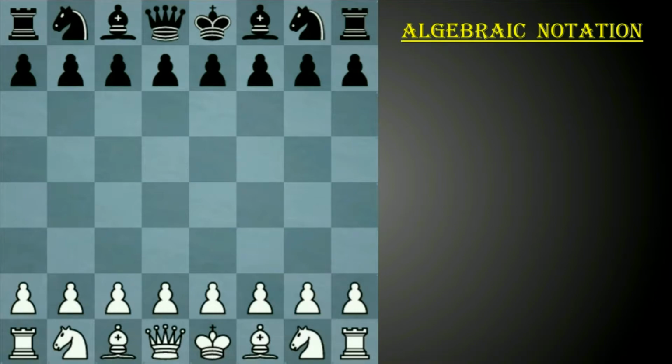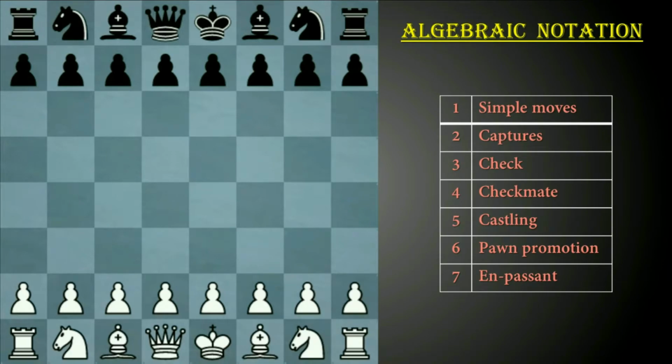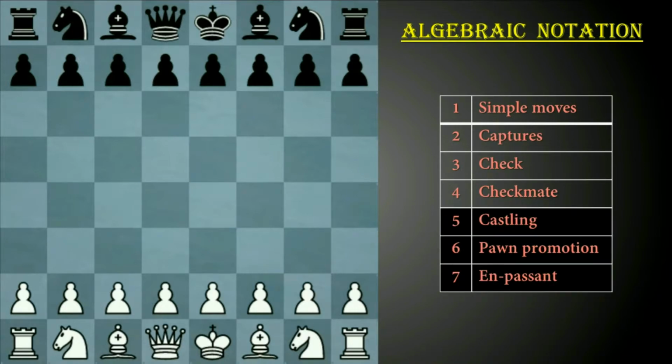Let's start. Dear friends, I have classified the chess moves into 7 types to present a clear picture about chess notation. They are simple moves, captures, check, checkmate, castling, pawn promotion and en passant. The final 3 are called special moves in chess, which we have already discussed in our earlier video, so please check that too if necessary.